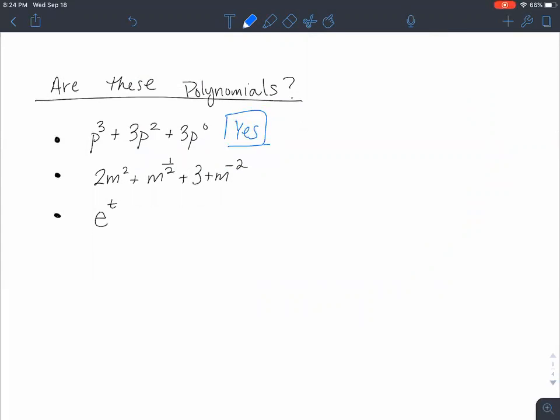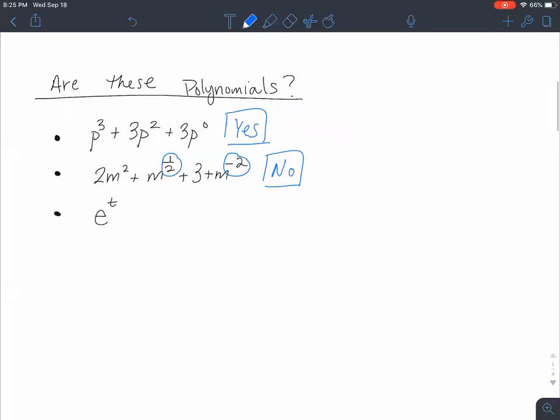What about the second one? 2m squared plus m to the 1/2 plus 3 plus m to the -2. Hopefully you guys already see that this is not a polynomial, right? And why is that? Notice that these exponents here are not whole numbers. My coefficients are fine. They're real numbers. 2, there's a secret 1 there, 3, and there's a secret 1 here. But my exponents are not whole numbers, so I cannot call this a polynomial.